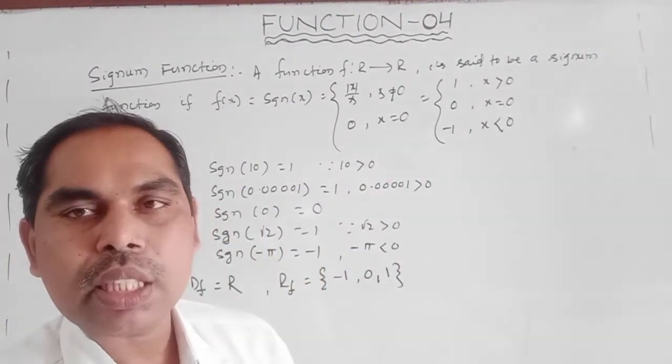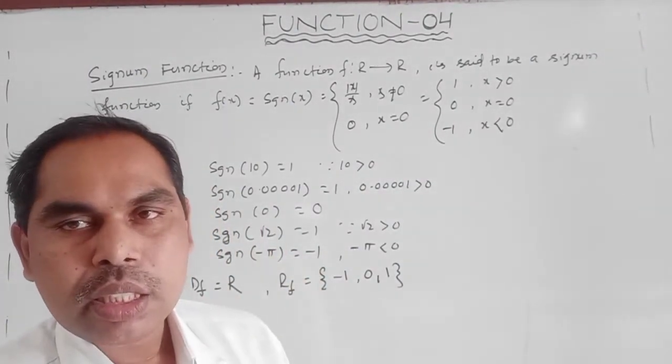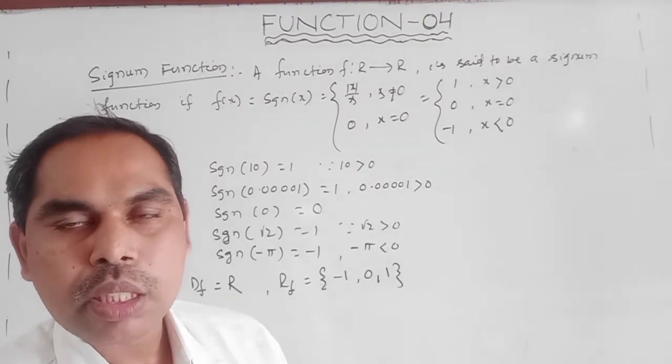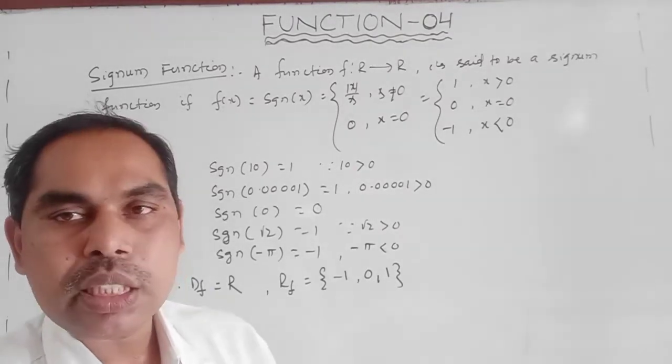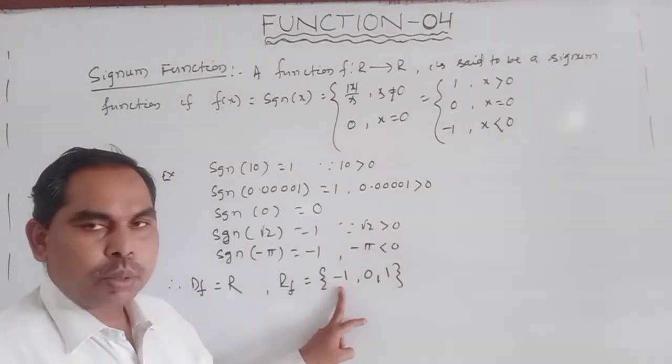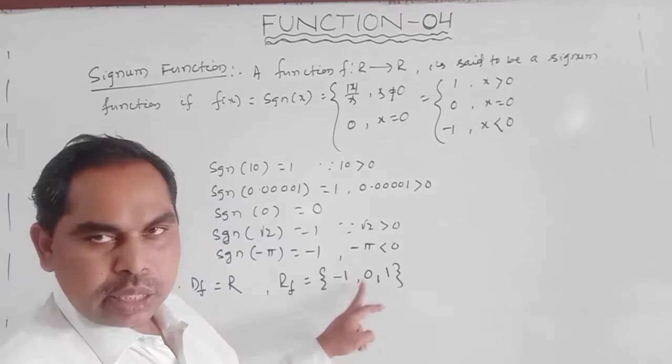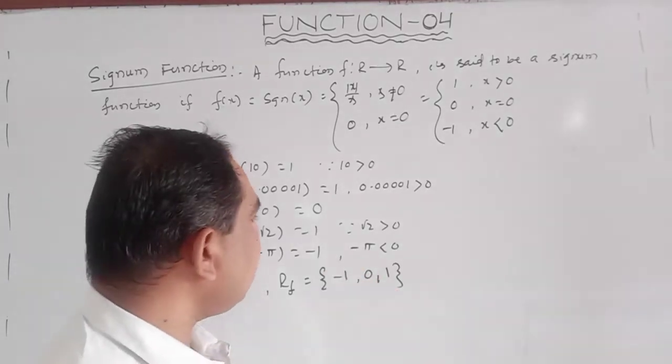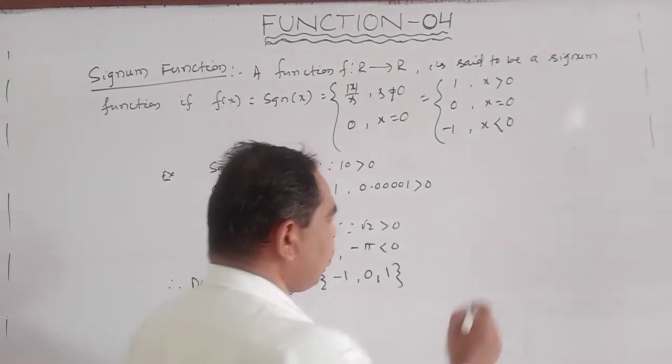Signum function of negative value is minus 1, signum function of positive value is plus 1, and signum function of 0 is 0. Okay, so always we get 3 values only, 3 outputs only: minus 1, 0 and 1. This is called a signum function. And the graph, see the graph.